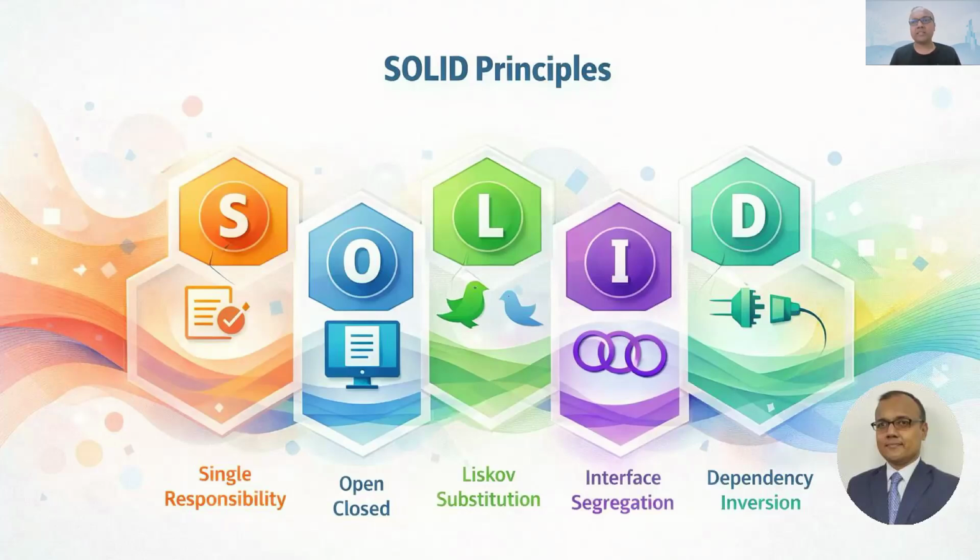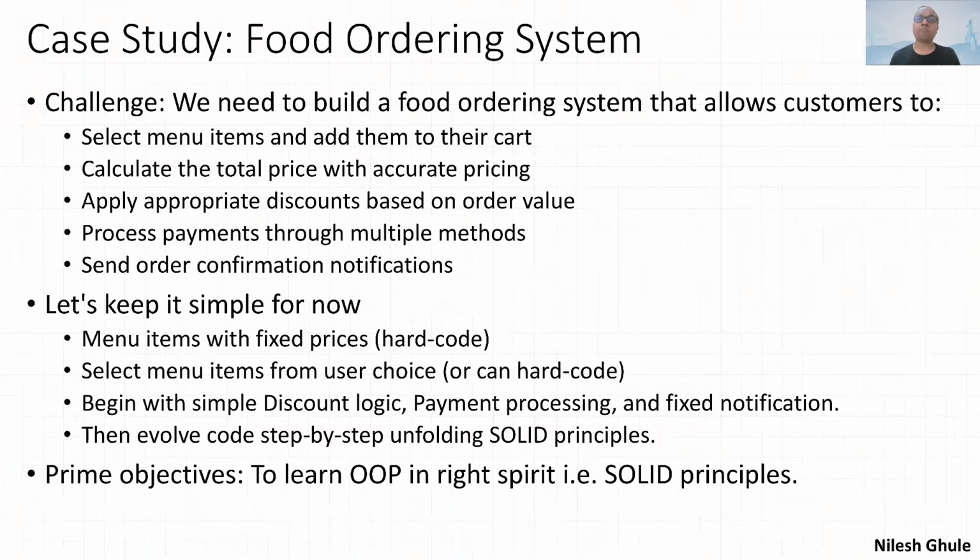So the question is, what exactly is the mini project we are looking at? Here is a simple project on a food ordering system. And you know that typically order placement is like selecting a menu item, calculating the total price, applying a discount, processing the payment, and then sending a notification. It is a straightforward process. We will try to implement it in this particular project.